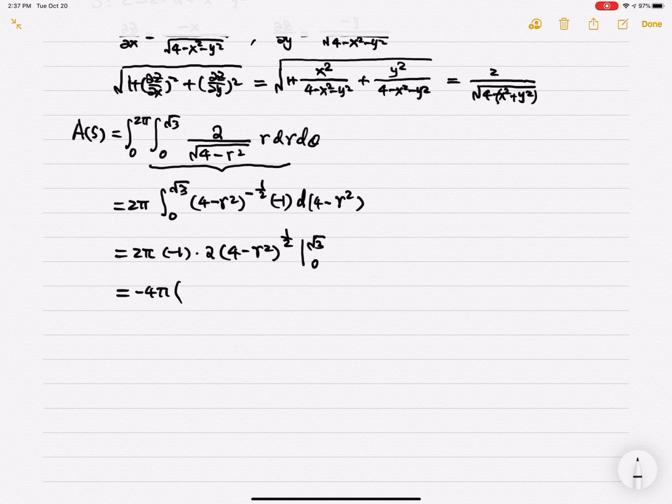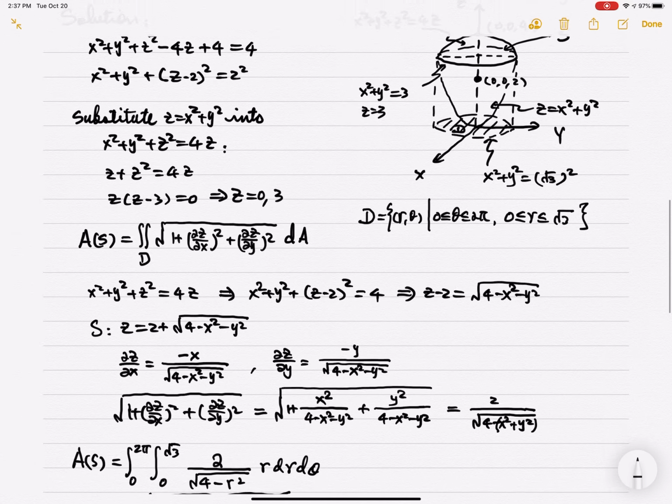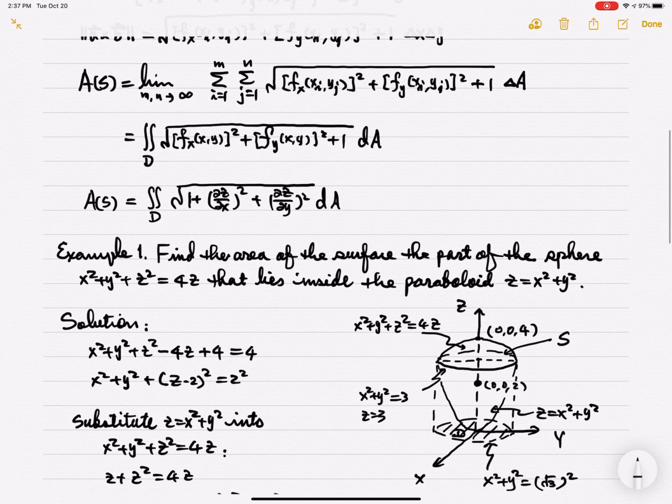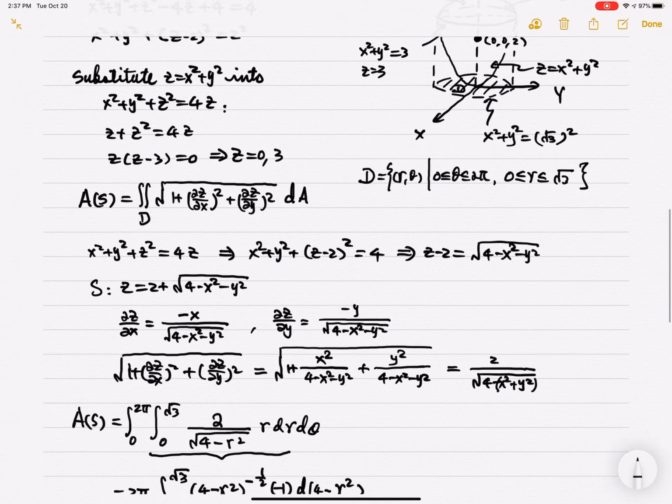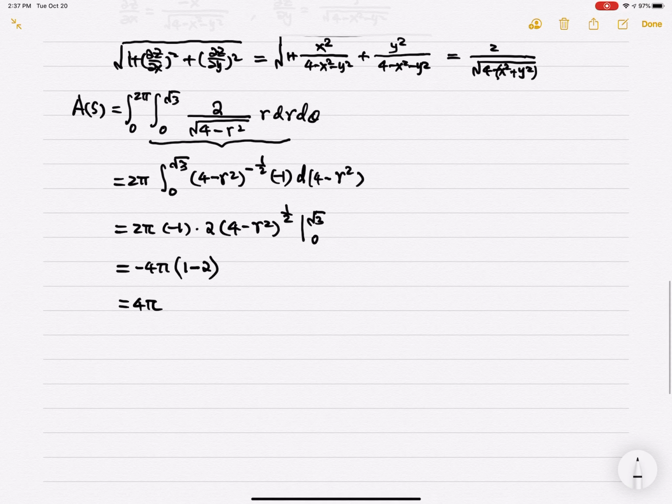Okay, and then when you plug in root 3, squared is 3, and 4 minus 3 is 1, and the square root of 1 is 1. When you put in 0, you get 2, so 1 minus 2 is negative 1, and negative 4 pi times negative 1 is equal to 4 pi. So if you use polar coordinates, the integration is pretty simple. Okay, so this is this problem, where we find the area of the surface.